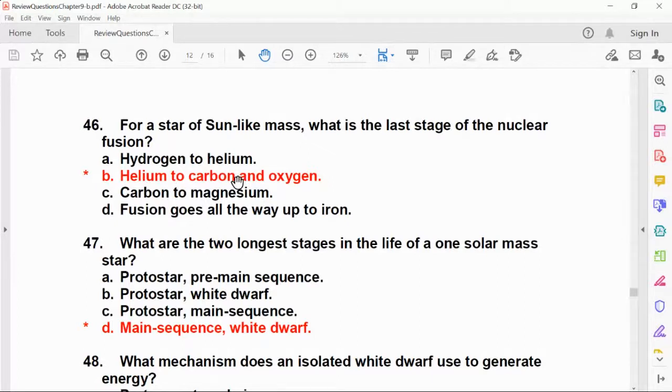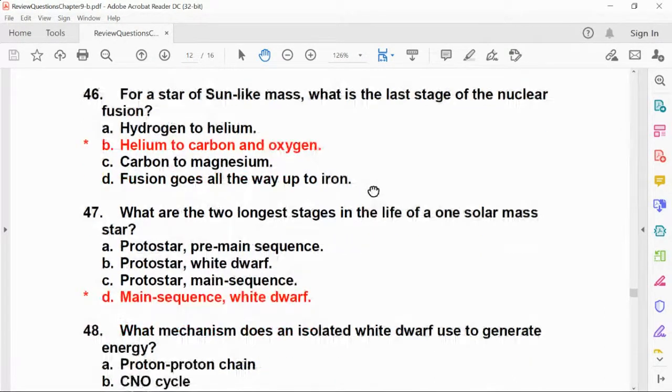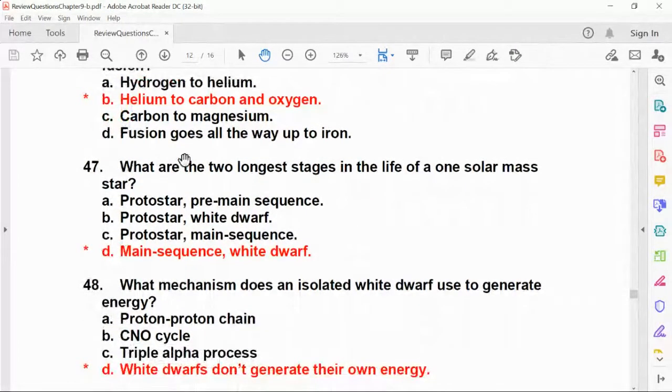For a star of sun-like mass, what is the last stage of nuclear fusion? Helium to carbon, and carbon, of course, trying to go to oxygen, but that's when it's going to stop. That's the last stage. The first stage is hydrogen to helium. But when it tries to go to carbon, that's when basically the star is nearing its end.